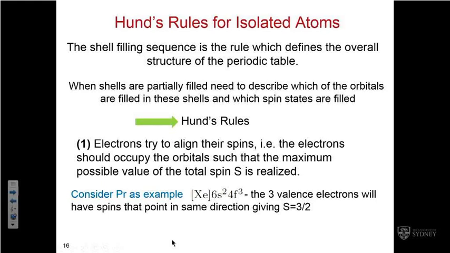Let's look at praseodymium again. We've got 2 s electrons in the outer shell, and we've got 3 f electrons. The s shell is filled, so we don't need to worry about that. We have 3 valence electrons in this unfilled f state, and we need to decide how they should be with their spin. We put them with their spins aligned, so we get a half plus a half plus a half, and that's the way we get the total spin of 3/2.